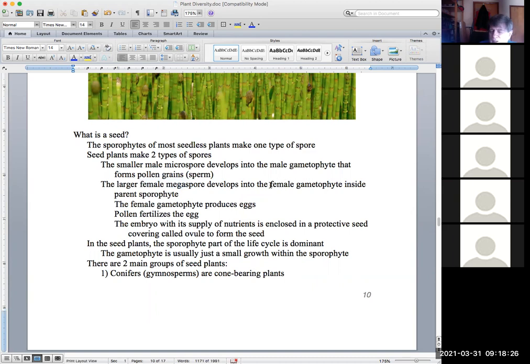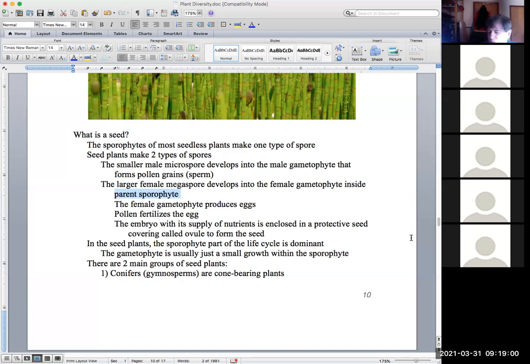And the female megaspore develops into the female gametophyte. And this is actually inside the parent sporophyte. So for plants that make seeds, when you look at an oak tree or a tomato plant or a blade of grass in your front yard, you're looking at the sporophyte. If they make a gametophyte, which they might not do very often, depending on the plant, but if they make one, it's actually attached to the sporophyte and it's much smaller.